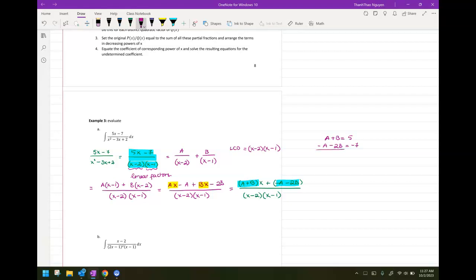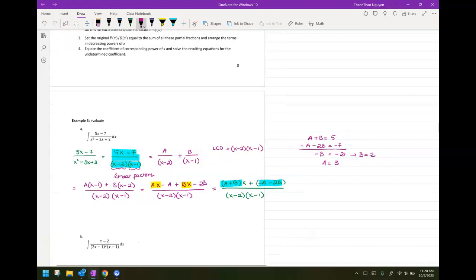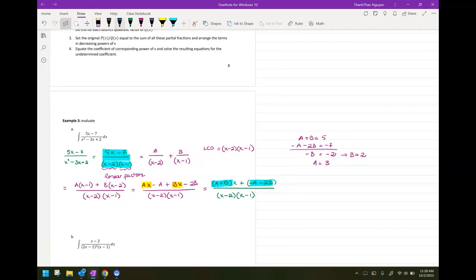I'll go ahead and add the two equations together. So here I get negative b equals negative 2. This means b is equal to 2 and a is equal to 3. Okay. Now when I do that, I can then rewrite the integral.